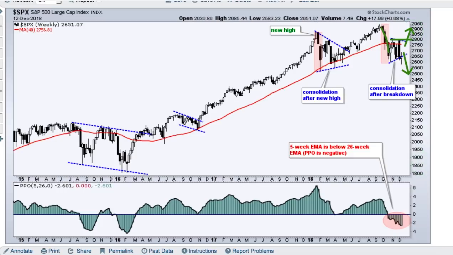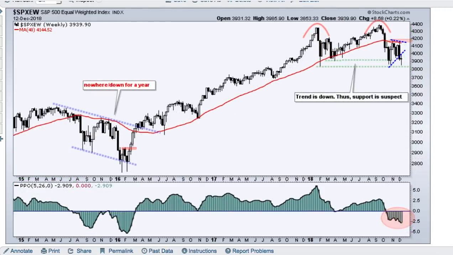And just one more thing to point out down below, there you can see that the PPO 5260, on the left you can see the settings, is below zero. So that means the 5-week EMA is below the 26-week EMA. That's just a little bit more sensitive of a moving average crossover. But all things point bearish on this chart right now.